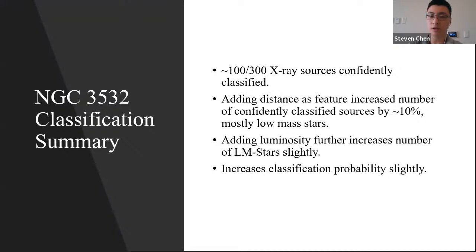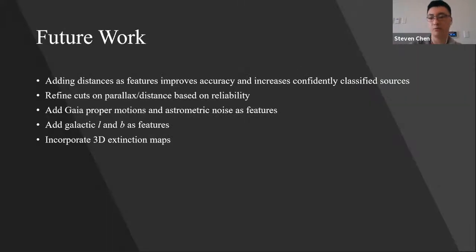So in summary, about a third of the X-ray sources in this field were classified confidently. And also we found that adding distance information increases the classification probability slightly as well. And in conclusion, we found that adding distances as features does improve accuracy and performance of our machine learning pipeline. And in the future, we will continue to explore more reliable distances to add into our pipeline, as well as other features like Gaia proper motions and galactic coordinates. Thank you, and I'll take any questions.